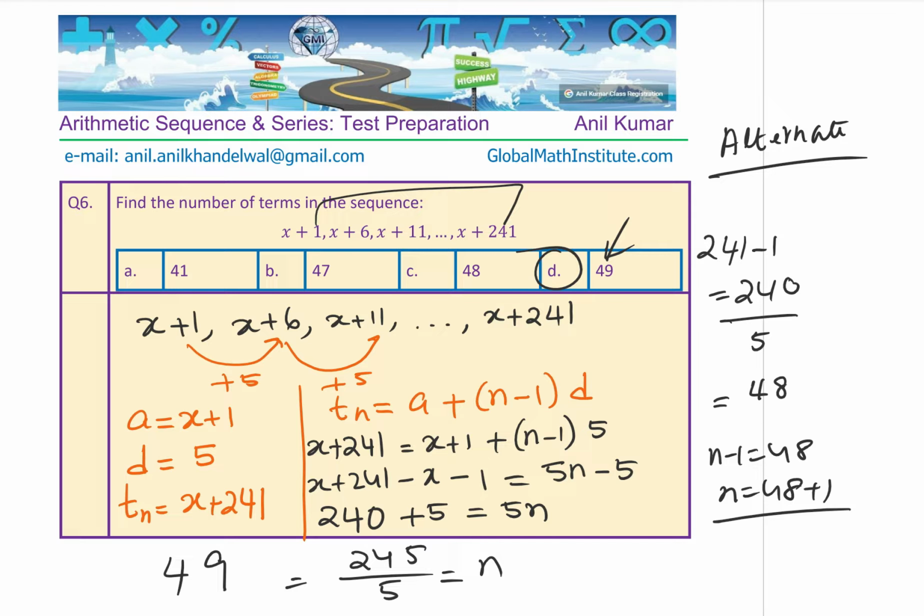Correct? So you could actually find the difference between first and the last term and then divide by the common difference. So let me write down the formula here. Number of terms n equals last term minus first term divided by common difference plus 1. So we have just rearranged our formula and written it in this particular form. So this is a very handy formula to find quick solutions to similar questions. Is that clear to you?